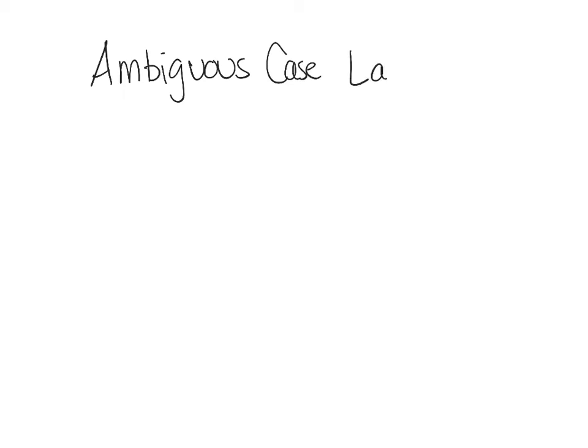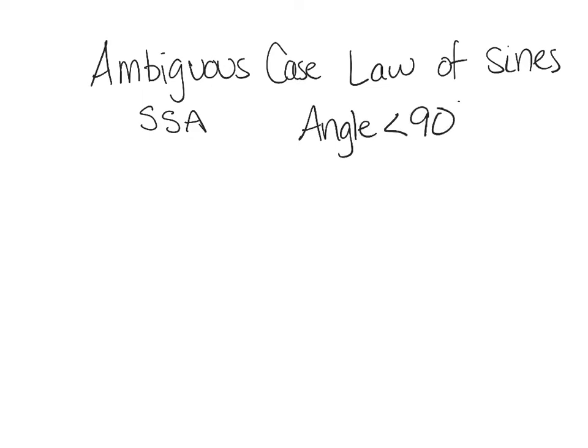You are here for learning about the ambiguous case for Law of Sines. Now, in our last video, we've already started the ambiguous case, which is when you're given side-side-angle. But in the last video, the angle we were given was greater than 90. Now we're looking at the specific instances when the angle is less than 90 degrees. So we're going to have three different scenarios here.